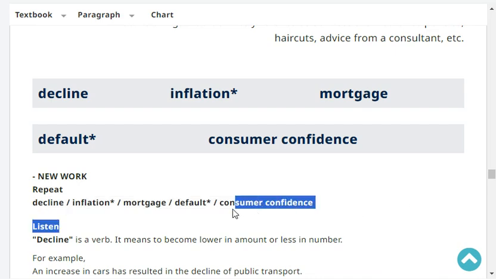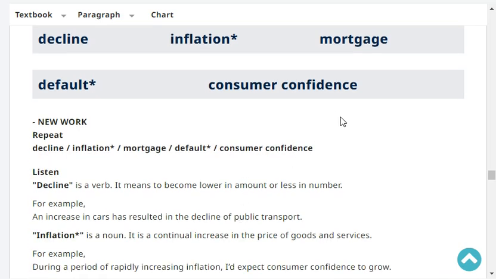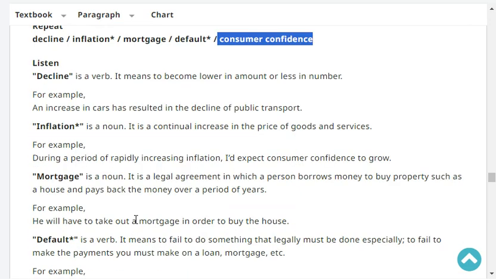Very good. Okay, listen, decline is a verb. It means to become lower in amount or less in number, to decline. For example, an increase in cars has resulted in the decline of public transport. Inflation is a noun.